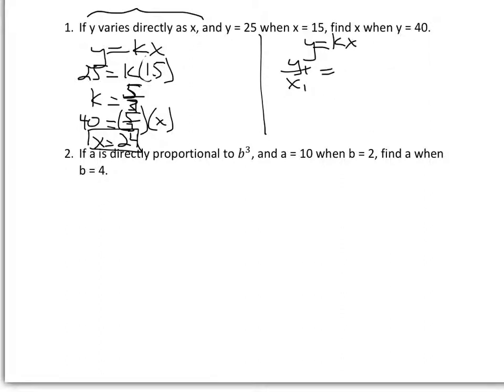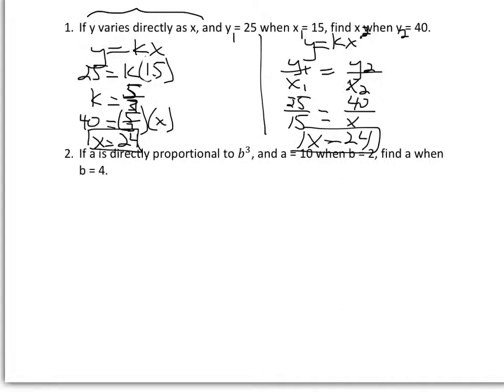So I can have y1 over x1 equals y2 over x2. Now I can just define any points. The first one is y1 and x1, and the second one is y2 and x2. So I can just plug all those in and solve that proportion. I've got 25 over 15 equals 40 over x. Cross multiply and divide, and you're going to get x equals 24. Exact same answer.